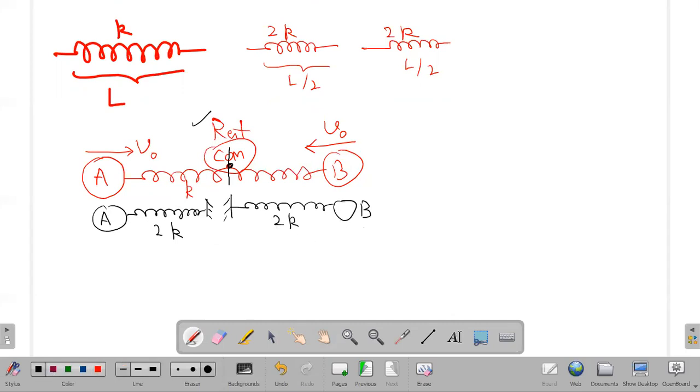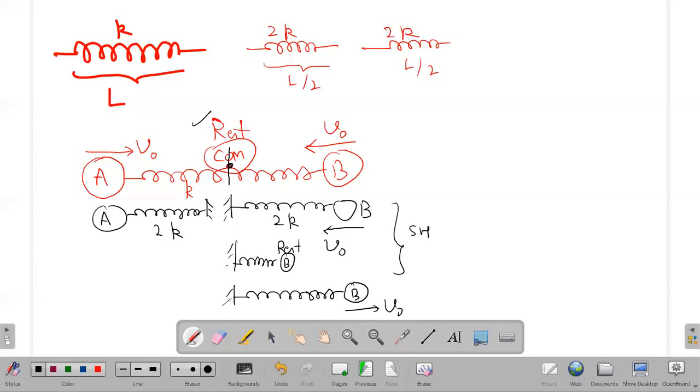Now this block B is going to the left side with velocity v, and it will start oscillating. That means block B will first compress this spring, and it will come to rest. And then again this block B will move to the right side with the same velocity. This is basically the whole concept of simple harmonic oscillation. This movement of B to the left side and then coming back to the initial position is basically half an oscillation.